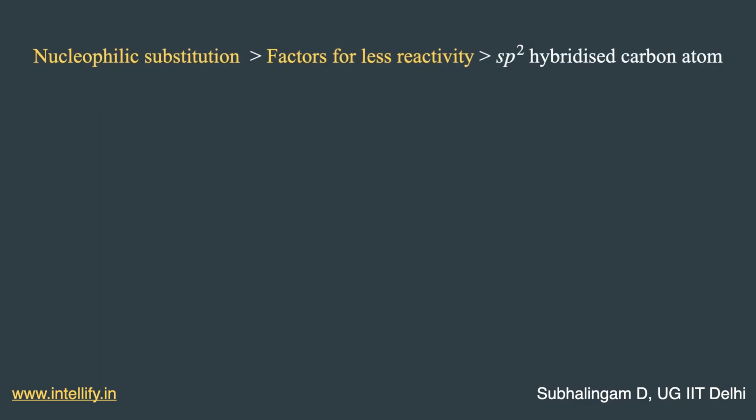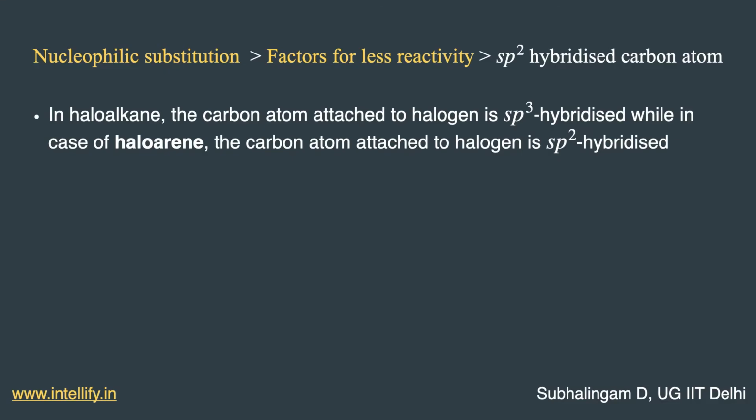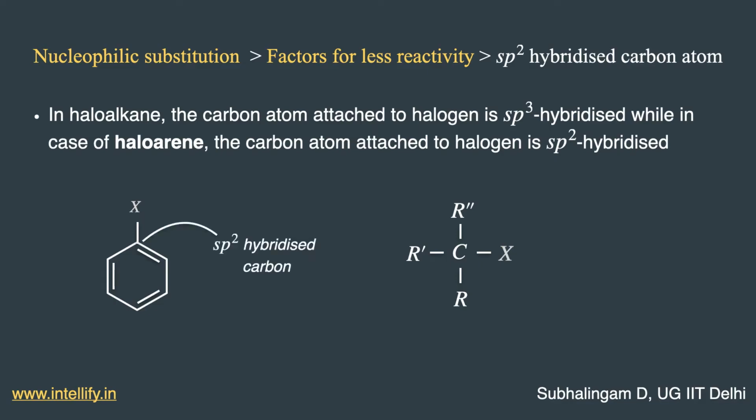Next, difference in hybridization of carbon in the C-X bond. In haloalkane, the carbon atom attached to halogen is sp3 hybridized, while in case of haloarene, the carbon atom attached to halogen is sp2 hybridized. So this is the haloarene on the left and haloalkane on the right of the screen. In case of haloarenes, in the C-X bond, the C is sp2 hybridized, while in case of haloalkanes, that C is sp3 hybridized.